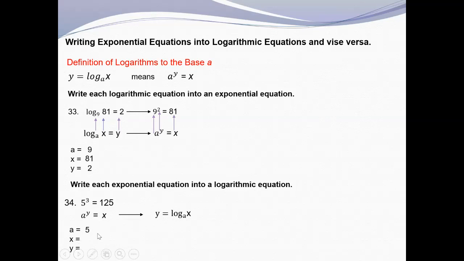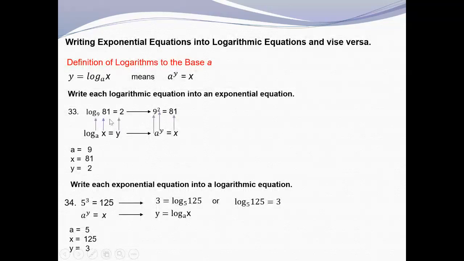What's my a? My a is 5. My y is 3 and my x is 125, right? Again, the a is 5, the y is 3, and my x is 125. So now my y is 3, my base a is 5, my x is 125. This can be written in this form, or as log base 5 of 125 equals 3. These two are the same thing.